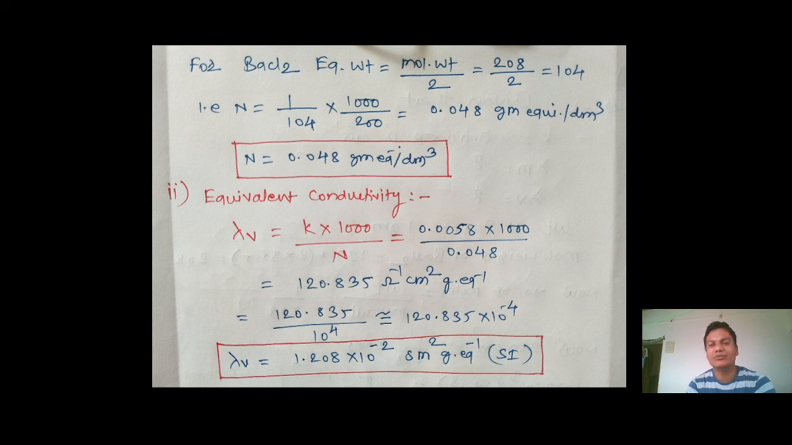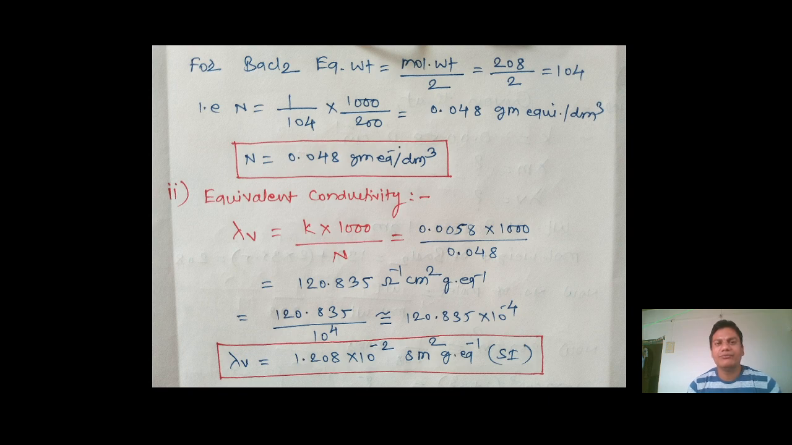But now this is a neutral compound. So you may see how it gets ionized: Ba2+ and 2Cl minus. So you can write here 2. So molecular weight by 2. So it is 208 by 2. So the answer is 104. So that is the equivalent weight.